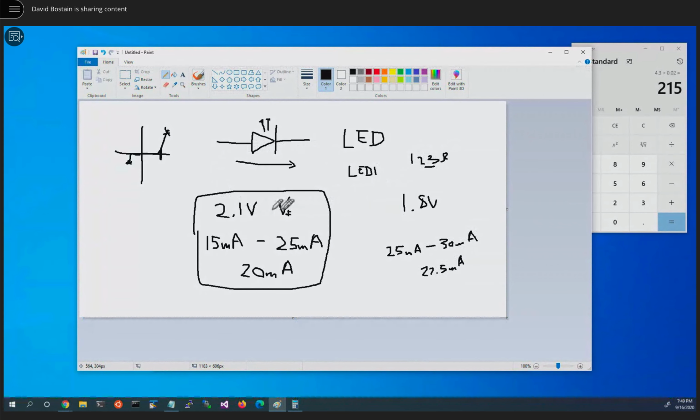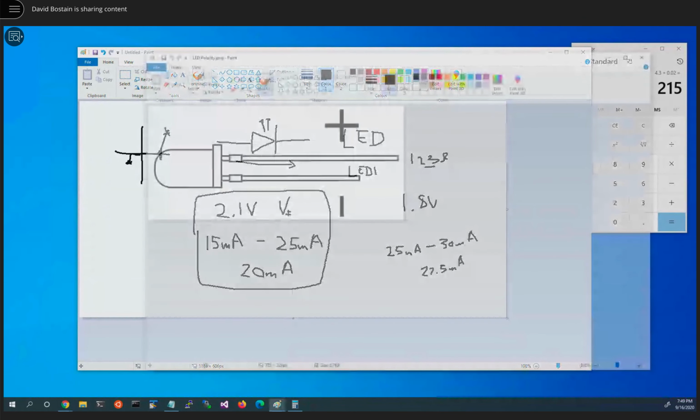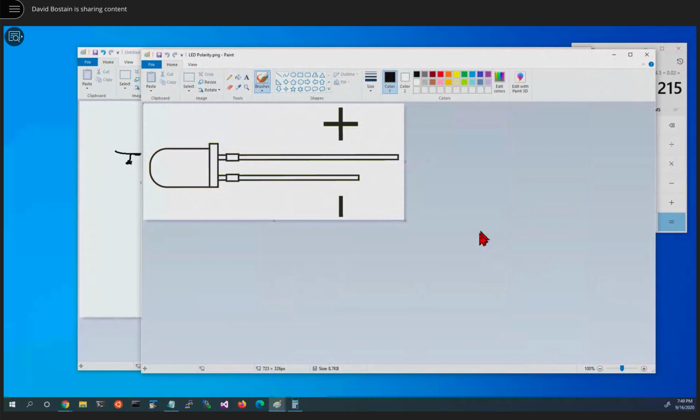Now the circuit looks the same pretty much. Let me grab a copy of an LED circuit. Actually, before we do that, let me grab here's an LED. It's on its side. Could be pointing up. It's not.